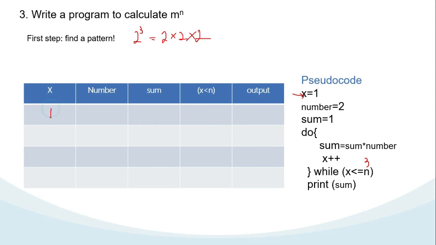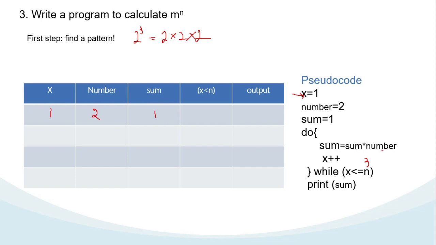x starts from 1, the number is 2, and the sum is 1. Now we enter the looping. This is what you have to pay attention to with the do while loop. No matter what the condition is, it will always enter the looping at first, since the condition is at the end. Okay, so we enter the looping, and then we do this job.